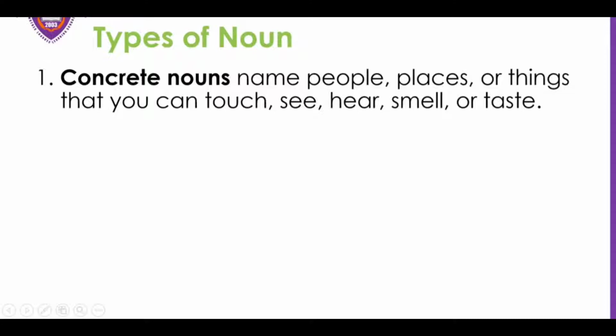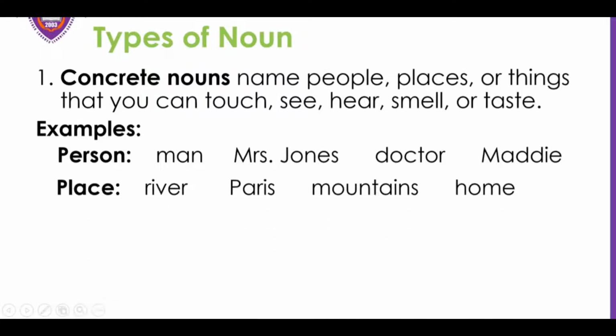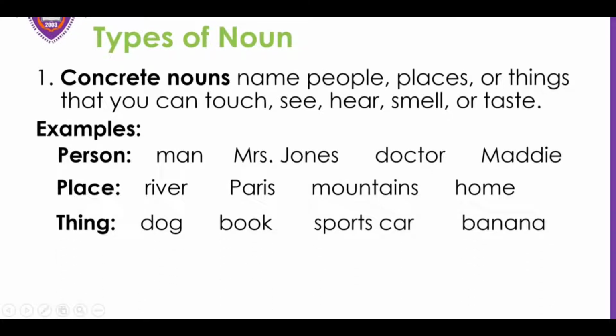Types of noun. Number 1. Concrete nouns name people, places, or things that you can touch, see, hear, smell, or taste. Examples: person, man, Mrs. Jones, Doctor, Maddie. Place, river, Paris, mountains, home. Thing, dog, book, sports car, banana.